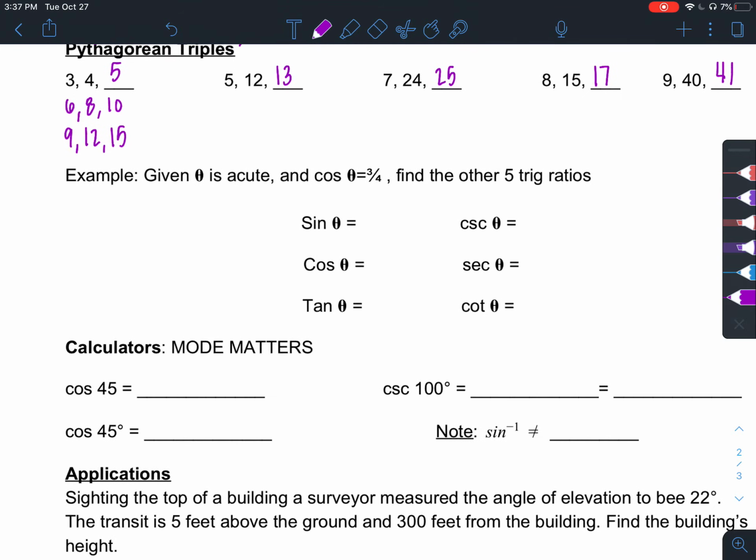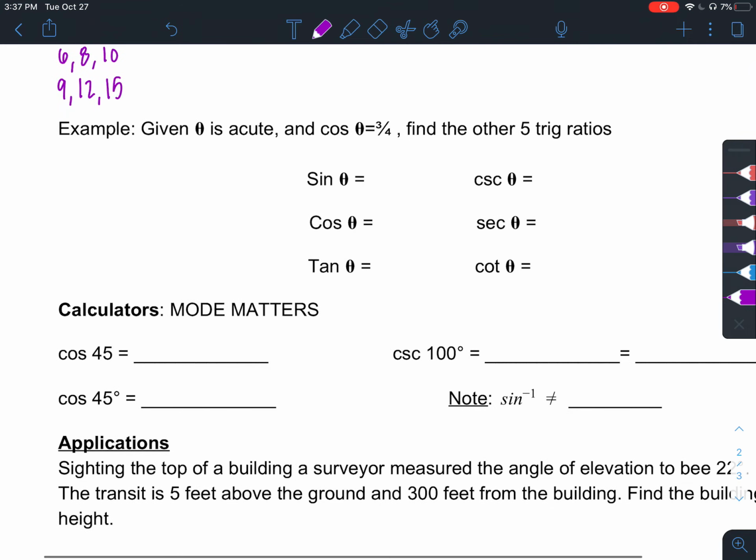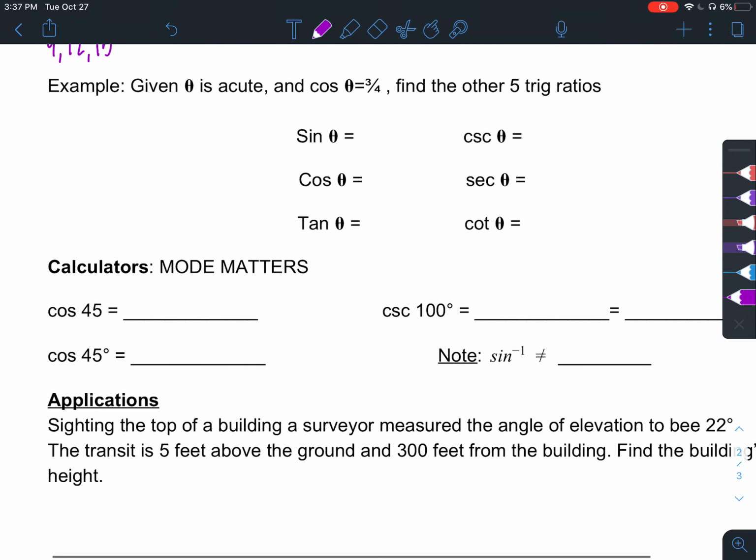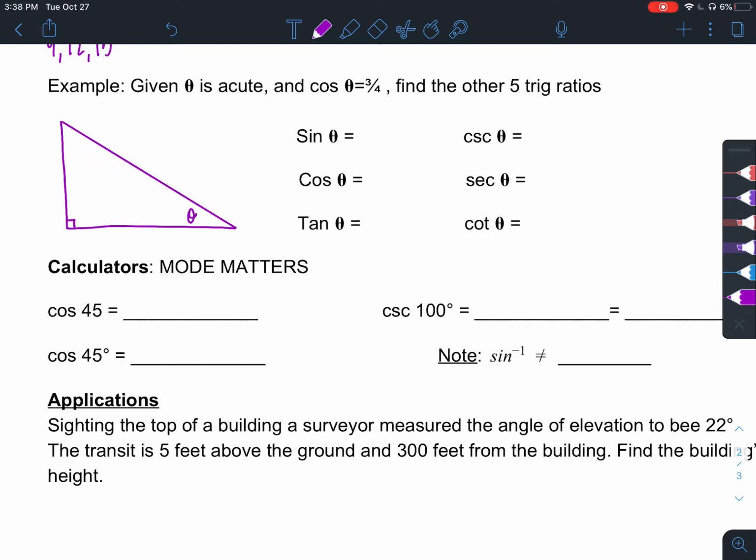So here I have an example. Given that theta is acute and cosine is 3 over 4, find the other 5 trig ratios. I'm going to draw a triangle. That's the best way to go about this problem. So theta is acute. That's helpful because it's not always. And cosine, so adjacent over the hypotenuse, is 3 over 4. So adjacent is 3 and hypotenuse is 4.